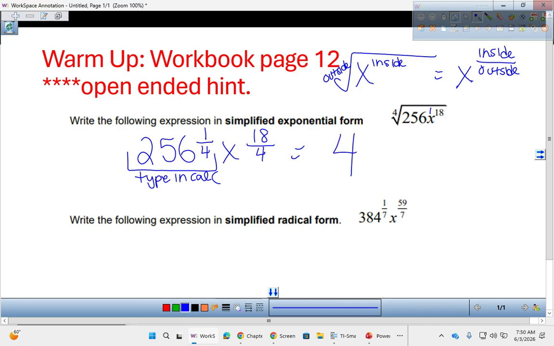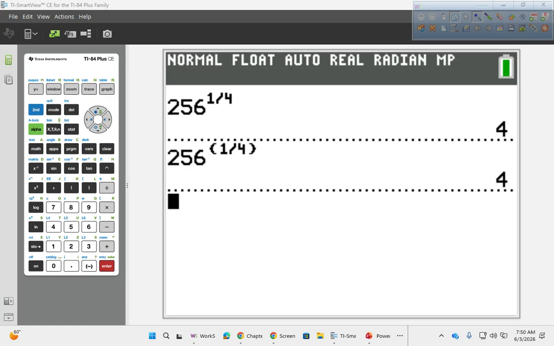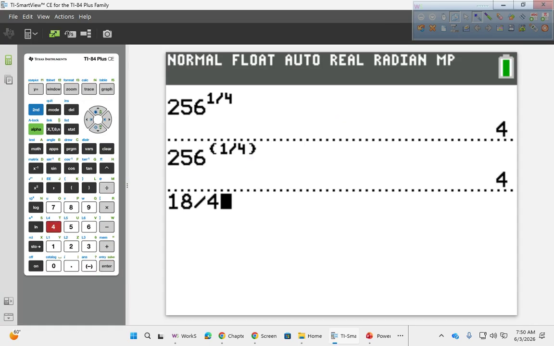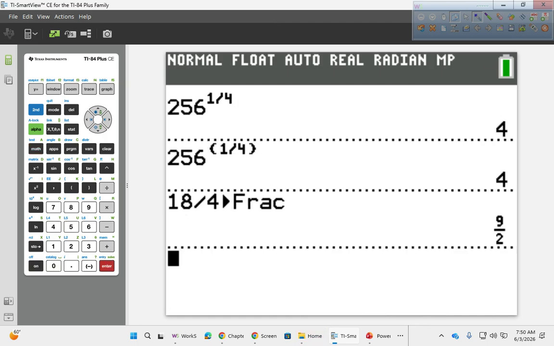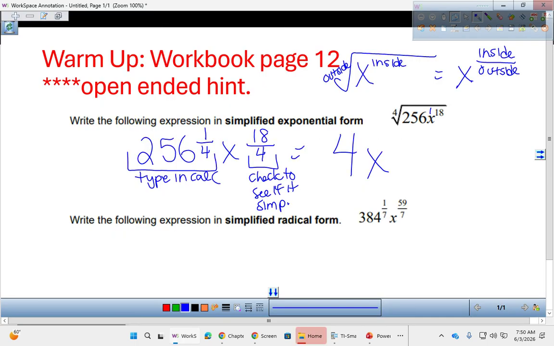Now, the second thing I have to do is check to see if this simplifies. To do that, I can just do a math enter. So I'm going to do 18 divided by 4. Math enter. And it does, it simplifies to 9/2, so I'm going to change it to 9/2. Anybody have questions on that one?